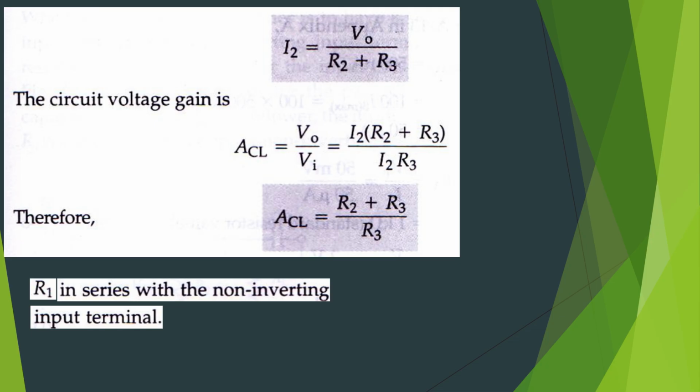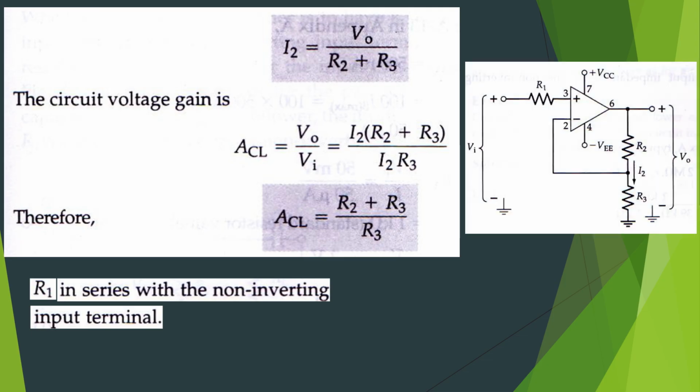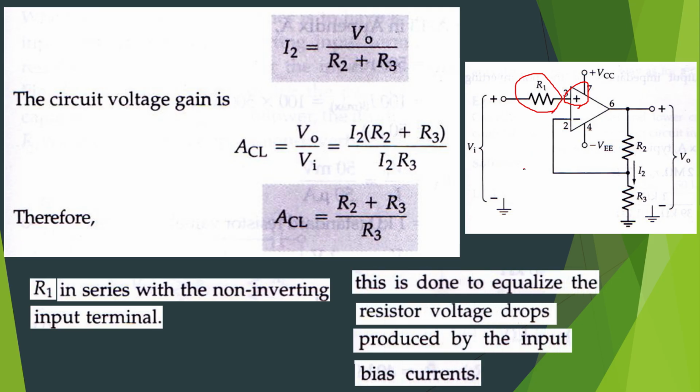R1 in series with the non-inverting input terminal. Here you can see, this is the non-inverting input terminal. We have an R1 in series with that. This is done to equalize the resistor voltage drops produced by the input bias currents. So therefore this R1 is normally R2 parallel R3.